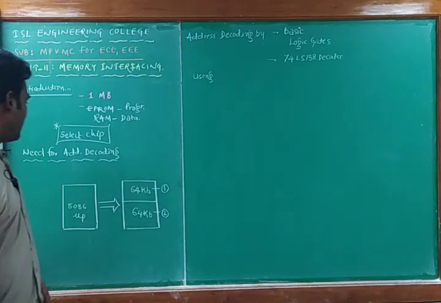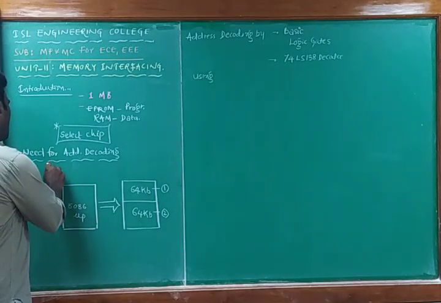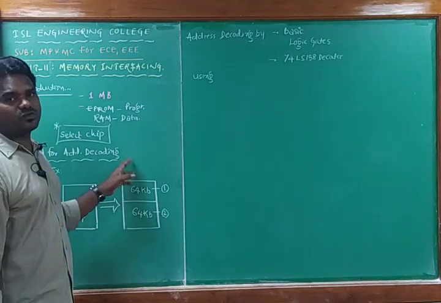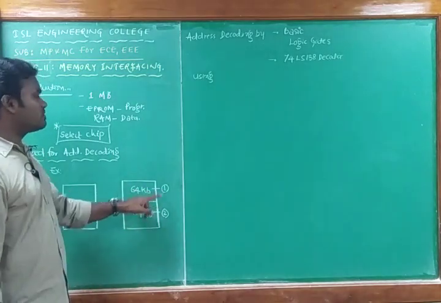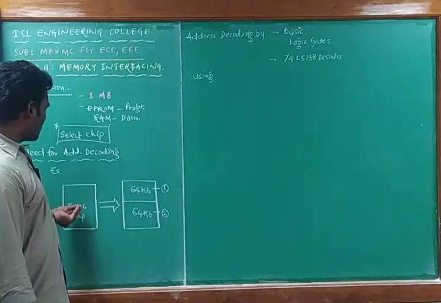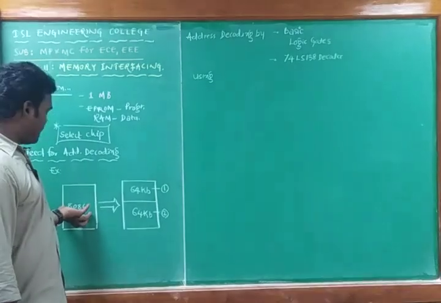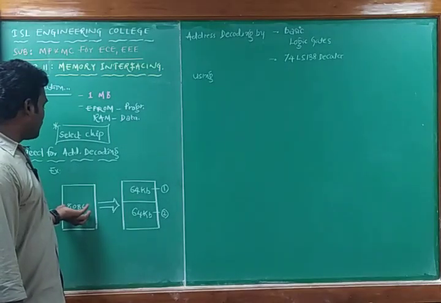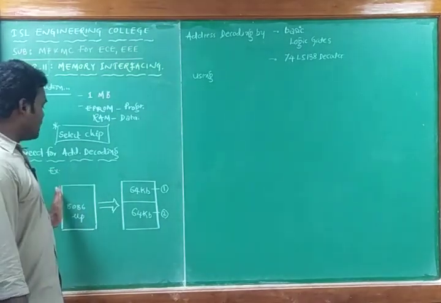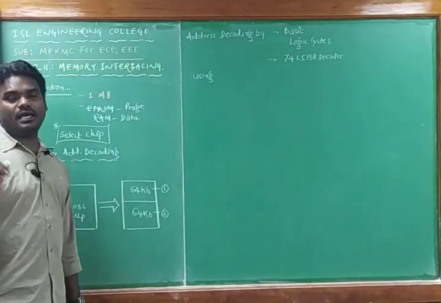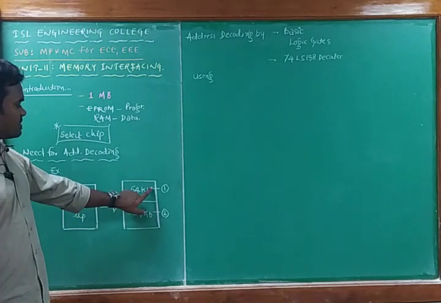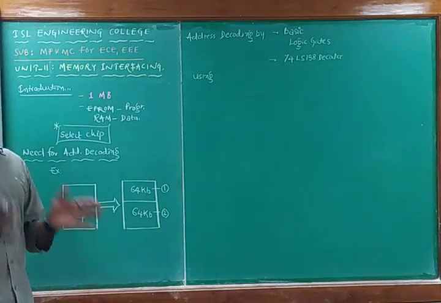For example, I am going with the example. It is very difficult whenever the microprocessor is interfaced with two memory devices. This is the first memory device, this is the second memory device. Because the system bus of the 8086 microprocessor can communicate with only one device at a time. It is going to communicate with either the first memory device or the second memory device, because the bus remains the same.